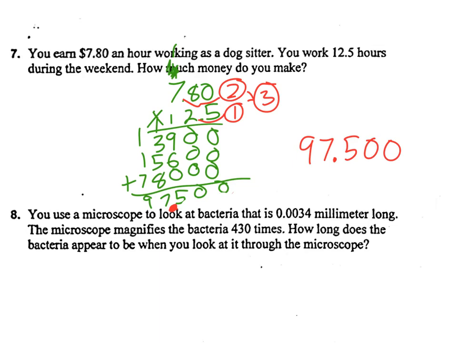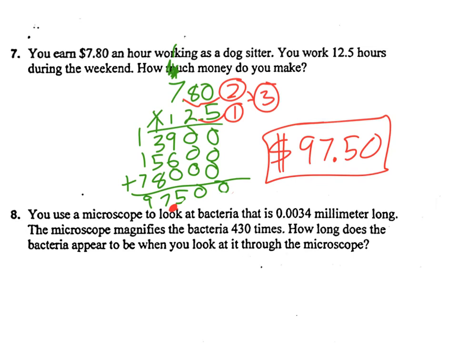Do I really need those zeros in my answer? Well, they were part of the problem here, but not really. We can just erase one of those zeros. I've erased 2, so it's $9.50 is my final answer. That's a pretty good paycheck for 12.5 hours playing with dogs. So anyway, give number 8 a try on your own.